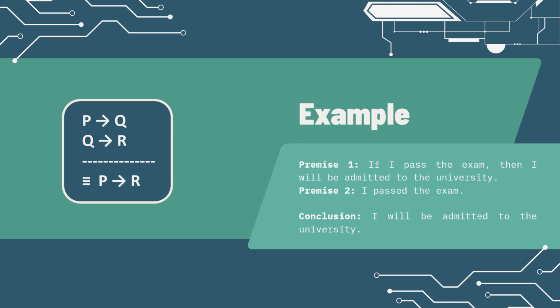Example, premise 1: if I pass the exam, then I will be admitted to the university. Here, I pass the exam is P, and I will be admitted to the university is Q. Premise 2: I pass the exam. Q then R, so R. And conclusion: I will be admitted to the university. I pass the exam is P, and admitted to the university is R.